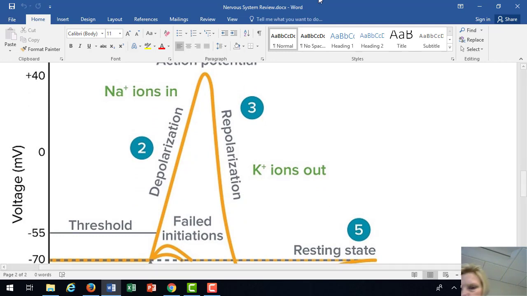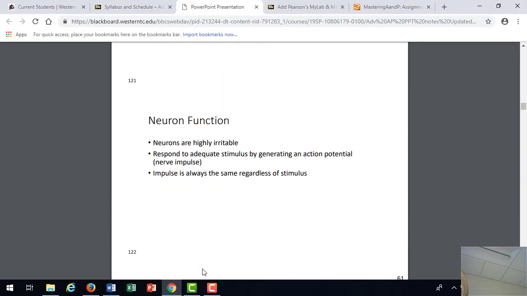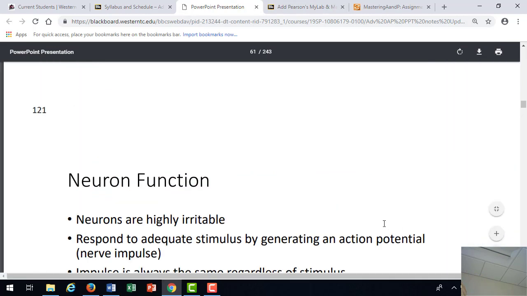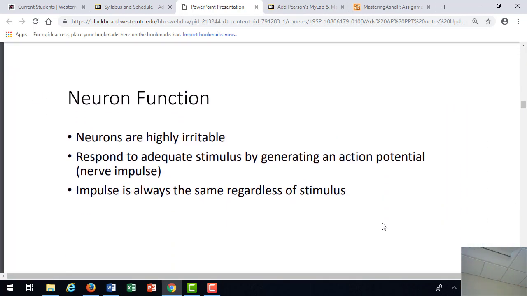So let's go to our notes before we get into this diagram. The first slide talks about how neurons are highly irritable, which is a description of me before I had my coffee. Most people like coffee. Highly irritable means that they can change their resting membrane potential, which means they have a certain ion concentration inside compared to outside, which gives them a certain voltage. And that can change with a stimulus.